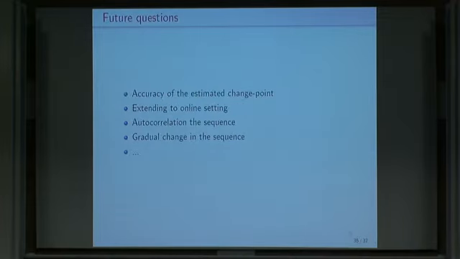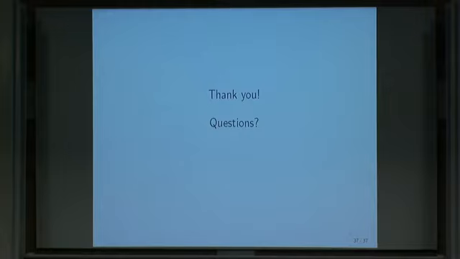And of course, there are many other follow-up questions that we need to answer. So the first one, the most important one, is how accurate the estimated change point is, and also how to extend this to online data, and how to incorporate the autocorrelation along the sequence. We see that many times the change is gradual rather than abrupt, and how we should modify this method to deal with these cases. So I think there are many things that need to be done. And thank you very much, and yeah, that's all.